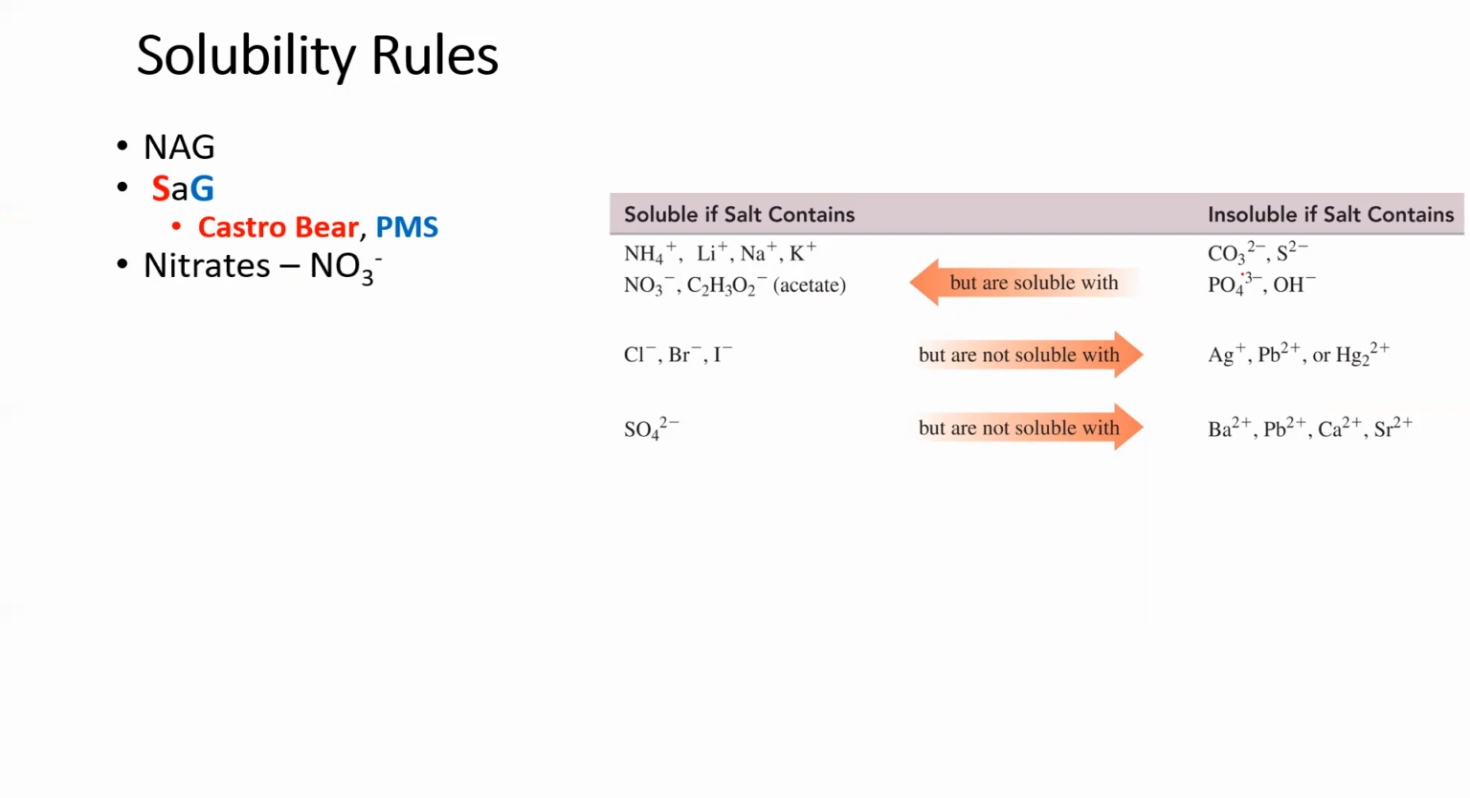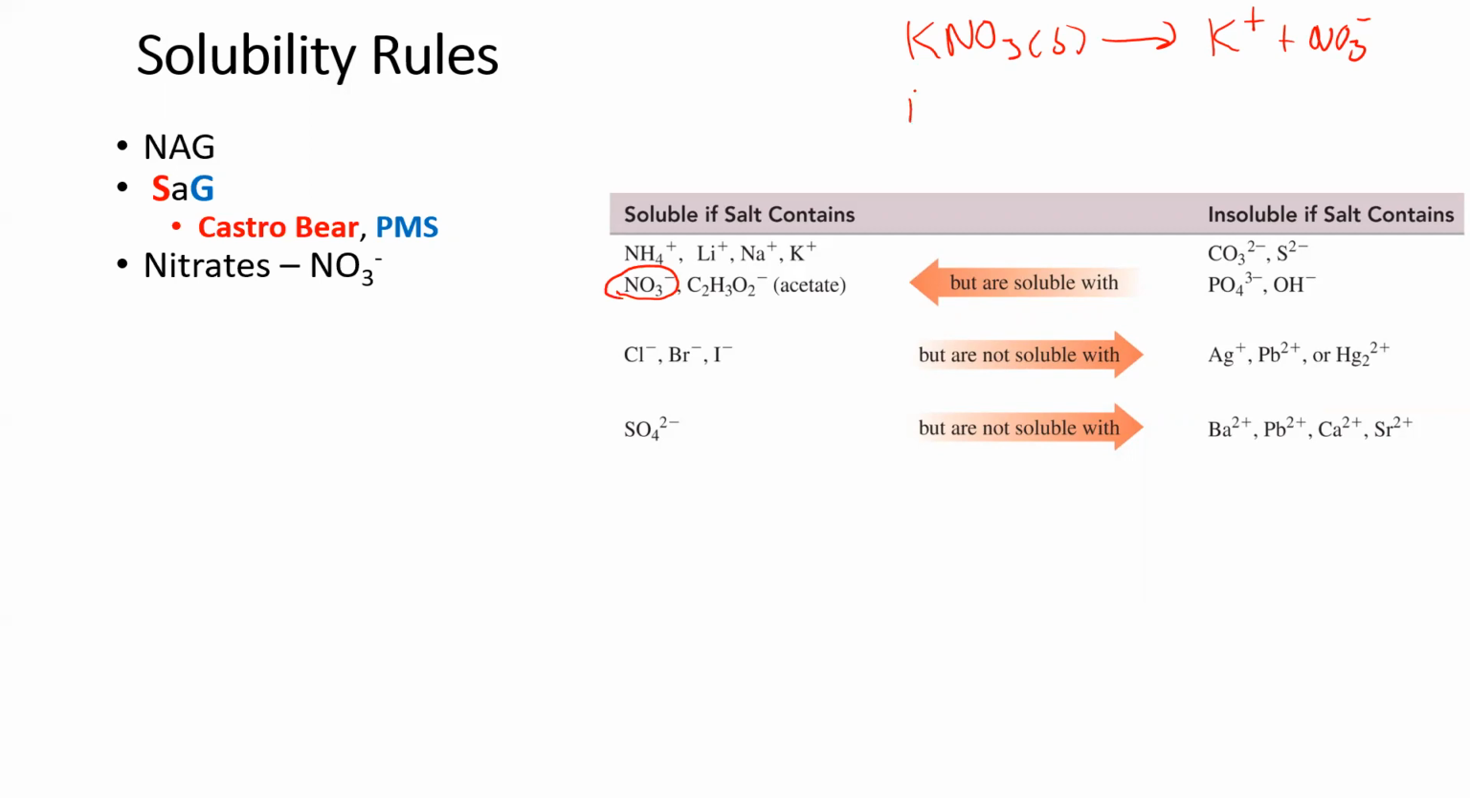Nitrates. Nitrates are always soluble. It does not matter what's with it. So if I have a salt like potassium nitrate, and I throw that in water, it's going to dissociate 100% of the time and give me the ions of potassium and nitrate. It doesn't even matter if I have a heavy metal with that.